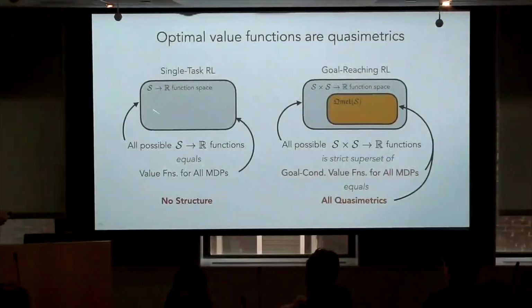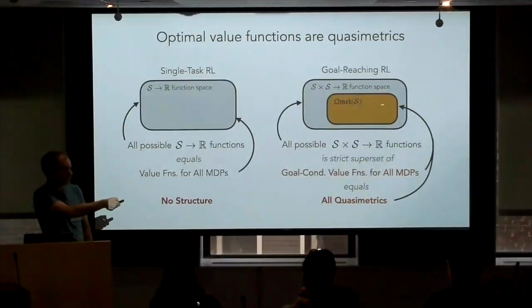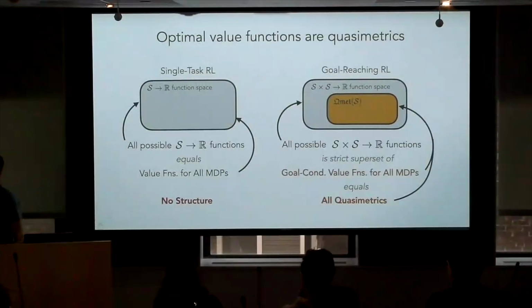So there's not really any structure between tasks to exploit, but for goal reaching RL, it's state by state goes to scalar. So it's like a distance function. That's the optimal value function over different possible state to state transitions or state to state plans. And it turns out that all possible state distance functions over this space is a strict superset of optimal value functions, but the quasi-metric subset is exactly the same space as the space of all possible optimal value functions for MDPs. And so we know that the solution to the value function learning problem has to lie in this subset, so we should impose that structure, impose it as a quasi-metric. That will make it more efficient for us to define that solution.